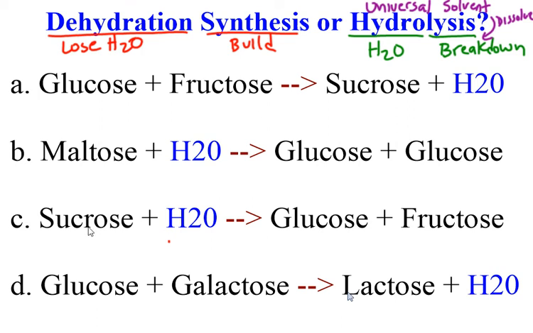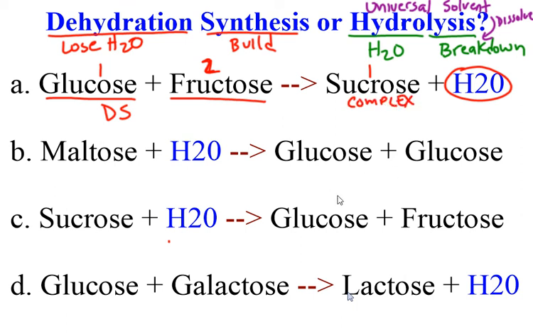Okay, so we look at the first one. We have two things becoming one thing, becoming more complex, and water is lost as a product. So what are we doing here? Two things, 1 plus 1 becomes one thing. So we have two things over here. 1 and 2 becomes 1. So what that is, this is going to be dehydration synthesis because we are becoming more complex here. Two things become one.